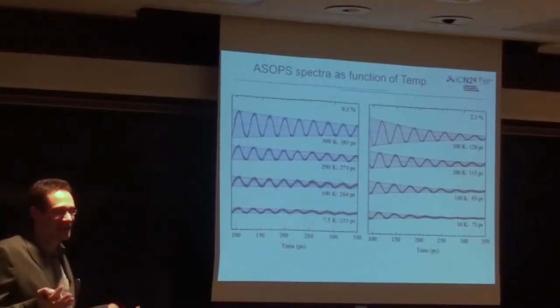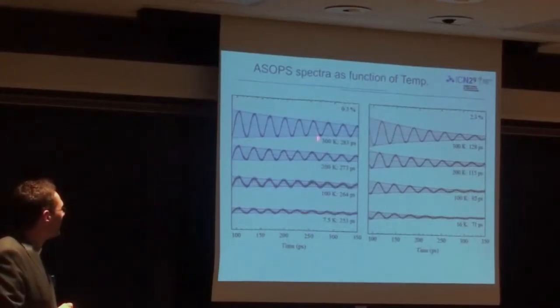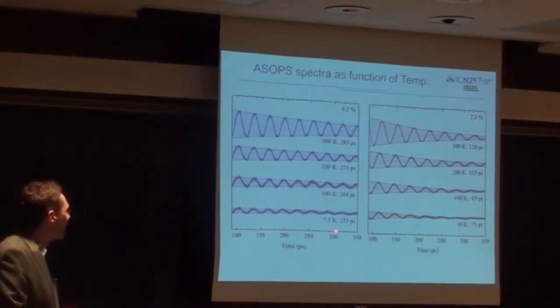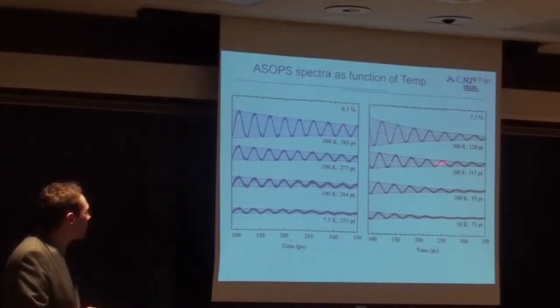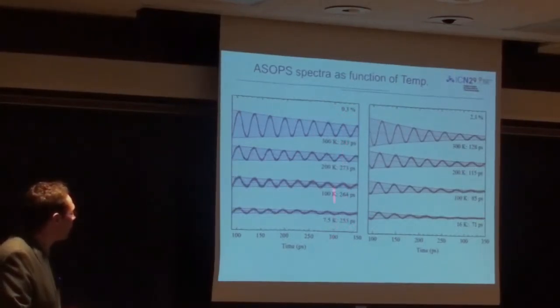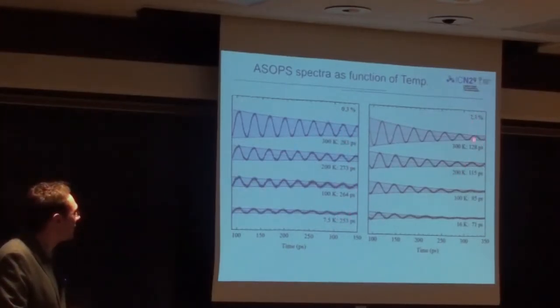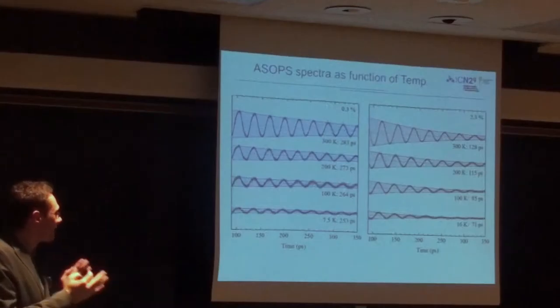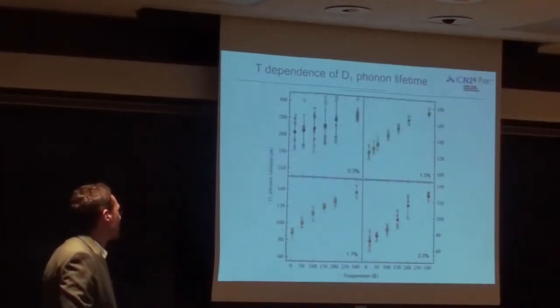So the question was, what happens as a function of temperature? We did temperature-dependent measurements between 300K and 7.5K for a very low initially strained bridge and a rather high initially strained bridge. What you can see is that for the low strained case, the phonon lifetime remains basically constant. There's only a very small reduction. However, for the highly strained case, the phonon lifetime gets much more reduced when we decrease the temperature.